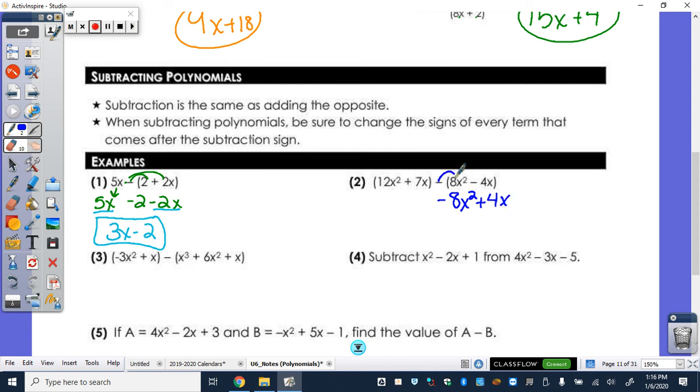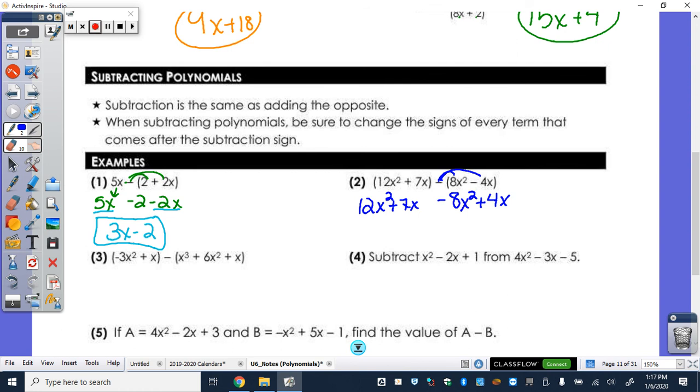Second one, again, I'm going to distribute that subtraction sign to both parts of my polynomial that comes after it. So it becomes a negative 8x and a positive 4x, because you have to subtract the whole thing. But sometimes you don't always have to do it, especially if you've got just one term. It's just subtracting the one term. It's when you've got more than one that you've got to remember to subtract both parts of it.